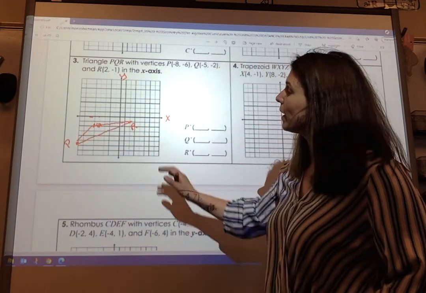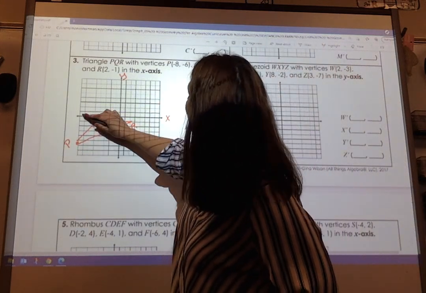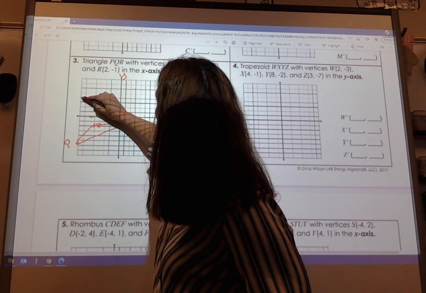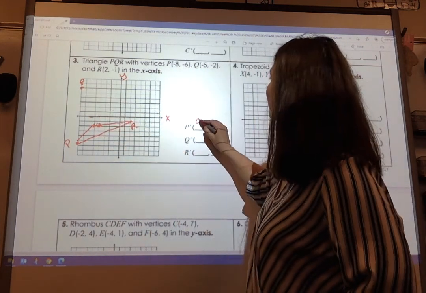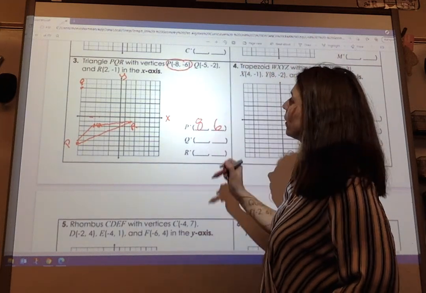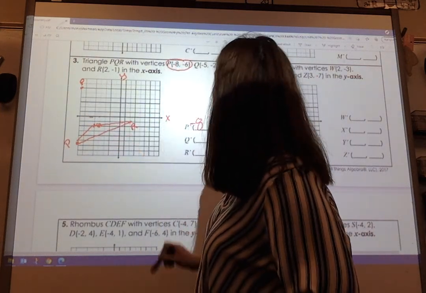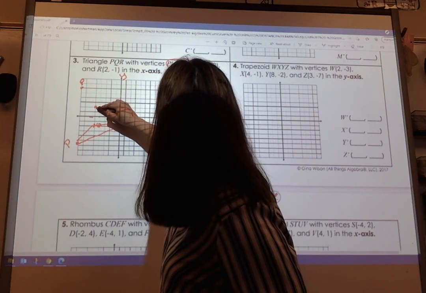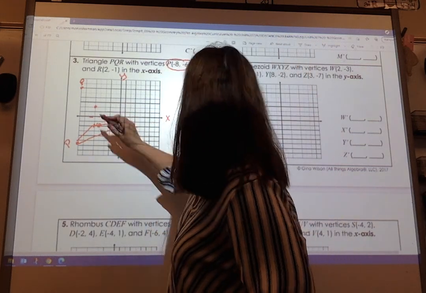All right, so there's my original image. So my pre-image. So my new image, if P is located 6 units down from my X, it's now going to be 6 units up. 1, 2, 3, 4, 5, 6. And this is going to be -8, +6. I want you to keep in mind, look at my coordinate points. So it's still -8 and it's +6. My Q value is 2 units down, so now it's going to be 2 units up. And that point is located at -5, +2.